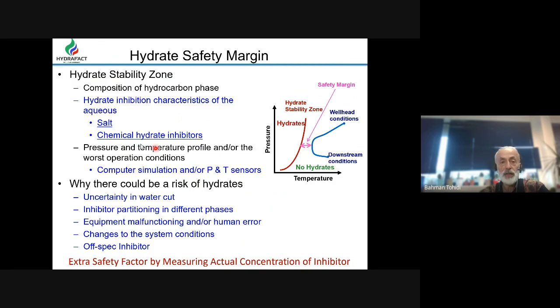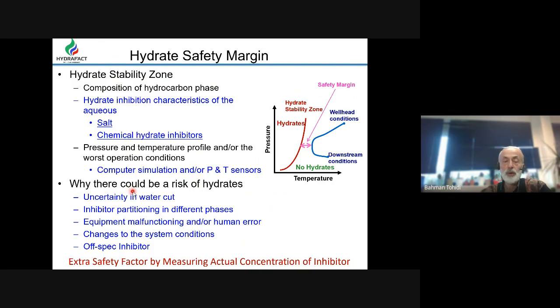So now you see that the hydrocarbon phase we have, only we need to measure the aqueous phase. So you can say that we can take a sample. Yes, we can take a sample and send it to the lab, but it takes 12 to 24 hours. We want something online immediately so we can react, and HydraCHEK can do that. Within 5 seconds, HydraCHEK will tell you where, with respect to hydrate, you are.